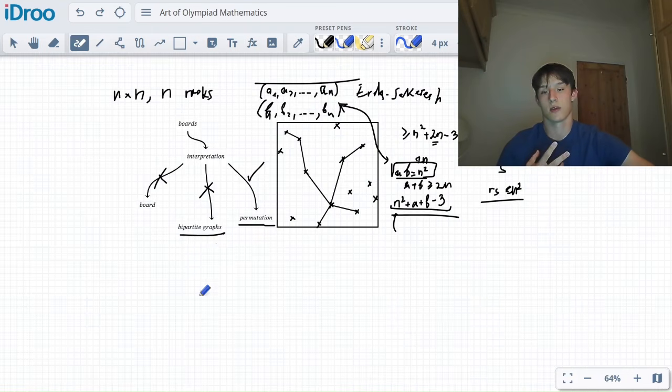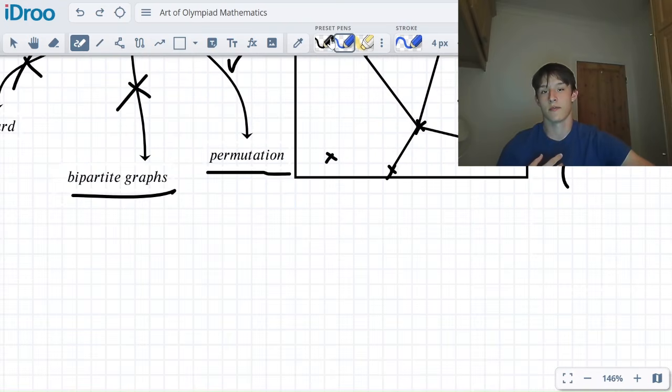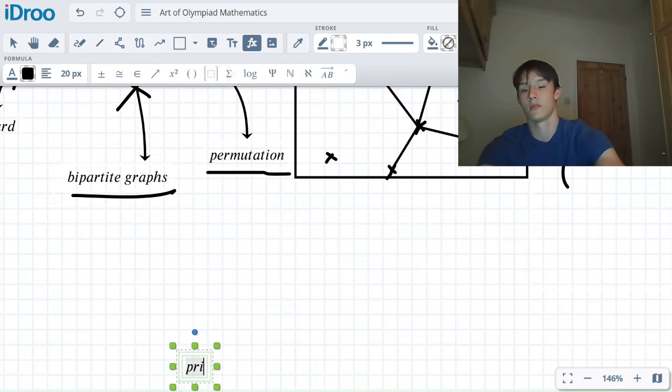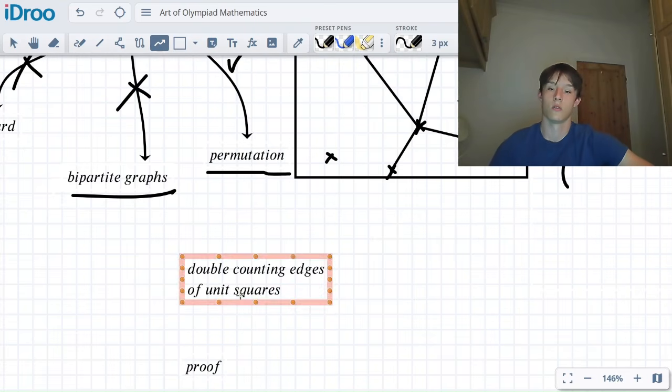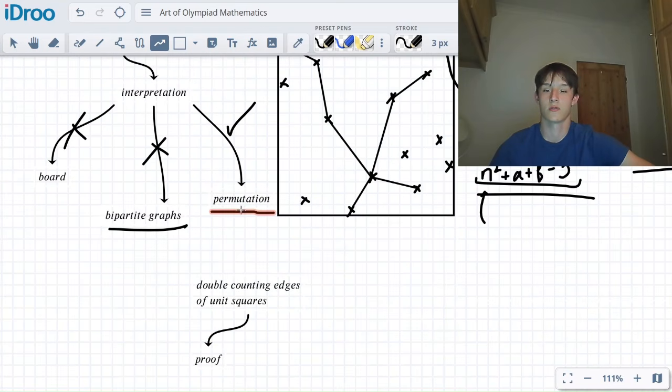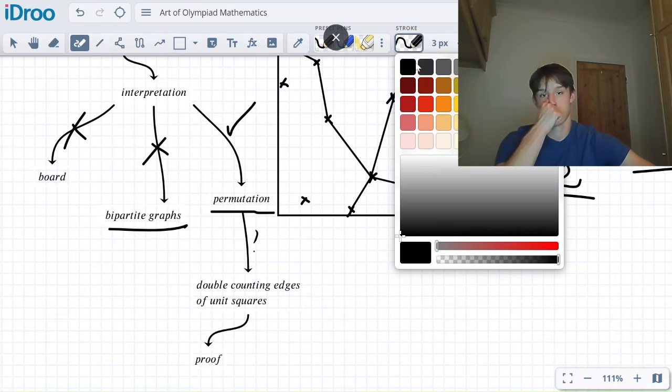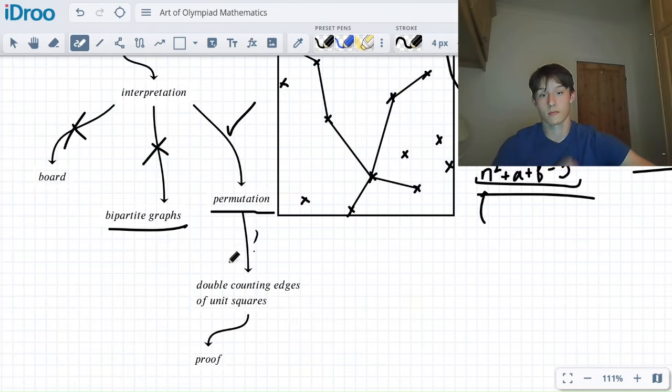So if at the end we have an answer or a proof, there's only one arrow going back, which is double counting edges of unit squares. And there's only one line here. The proof is a leaf, basically. That's the only way. So we're trying to find an arrow from here to here. We're trying to find an arrow, but we still are searching for it.